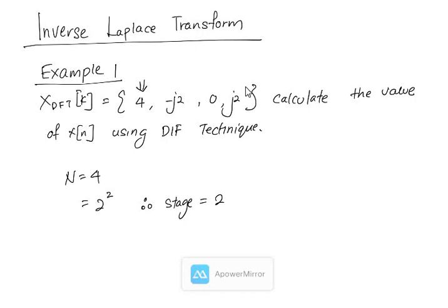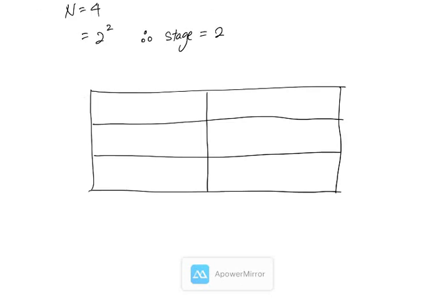For 2 stages of the butterfly, we need to draw 2 columns and 4 lines for 4 samples. 2 stages means 2 columns and 4 lines for 4 samples. So I have drawn 2 columns and 4 lines. I name this stage 1 here, and this is stage 2. And then you have the value of x.